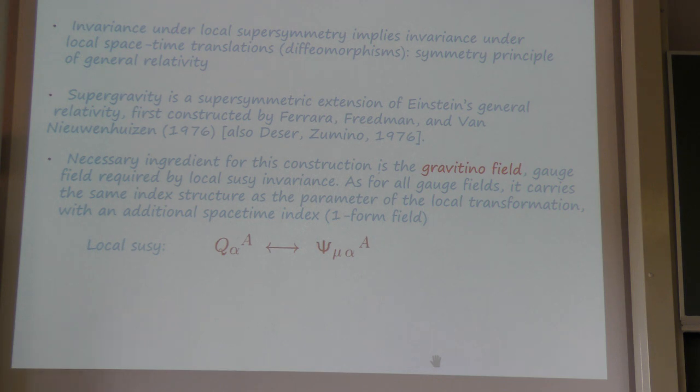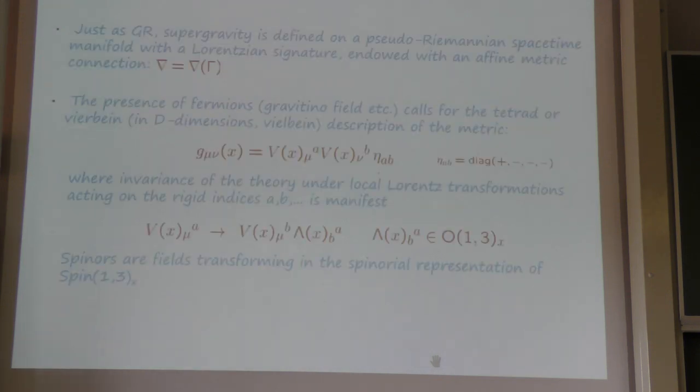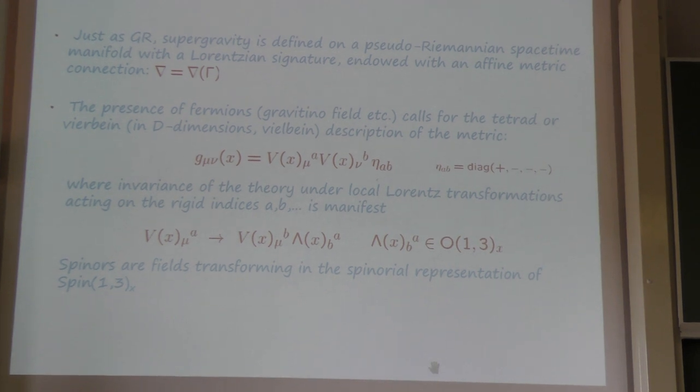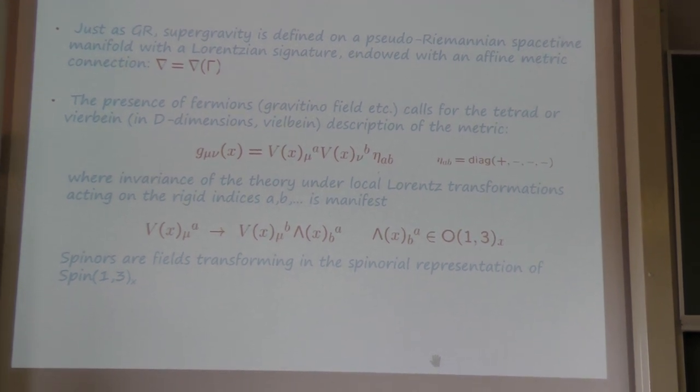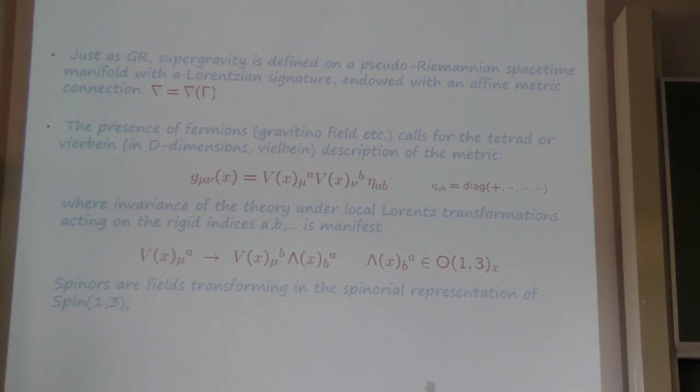So since we need to describe fermions in supergravity theory on curved space-time, we have to formulate Einstein's theory, so gravitational theory, general relativity, in terms of the vielbein, for the reason I'm going to outline here. Just as general relativity, supergravity is defined on a pseudo-Riemannian space-time manifold with a Lorentzian signature endowed with an affine connection, which I denote by capital gamma.